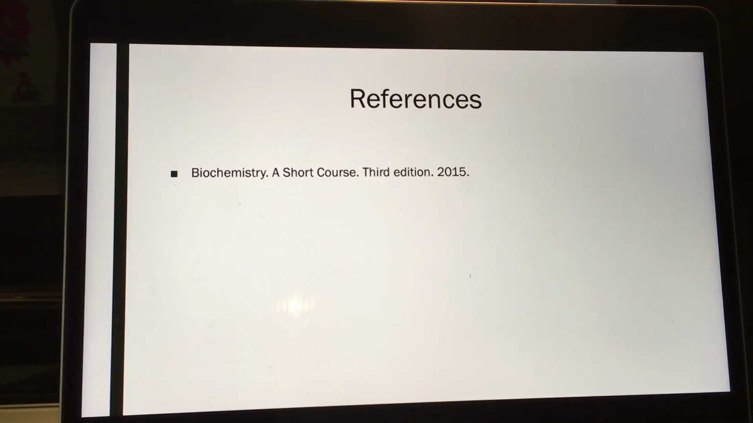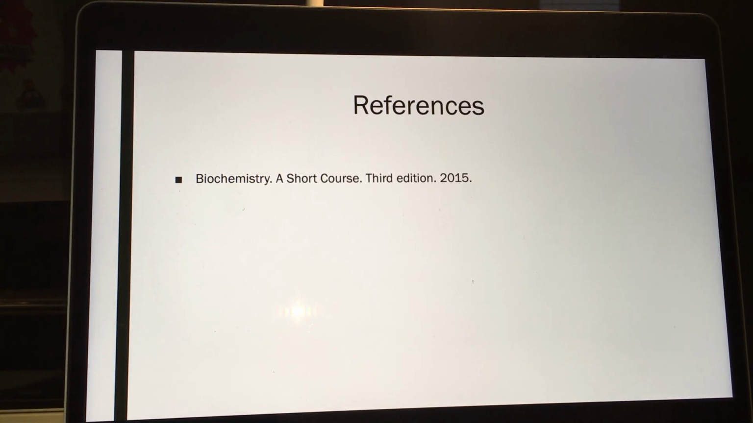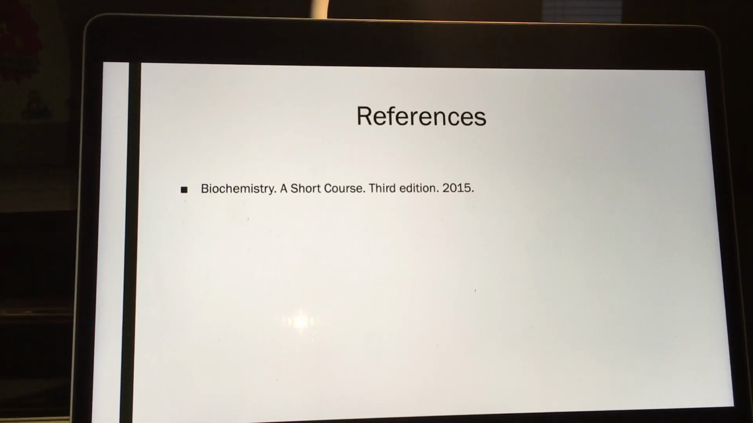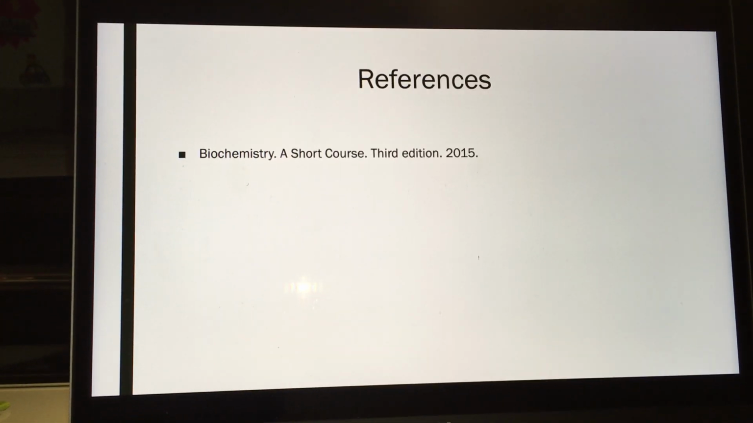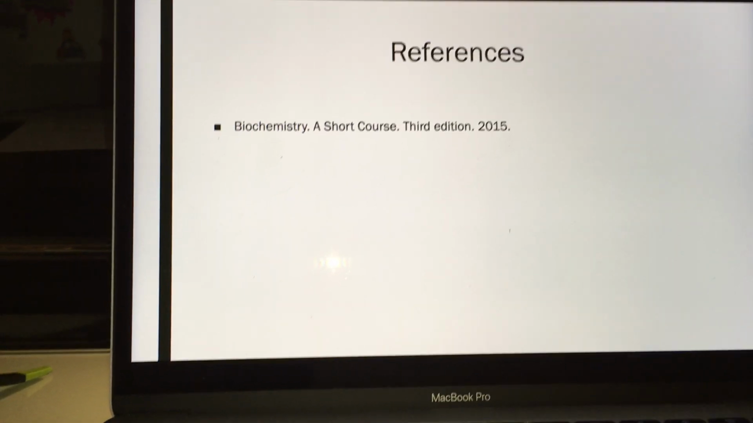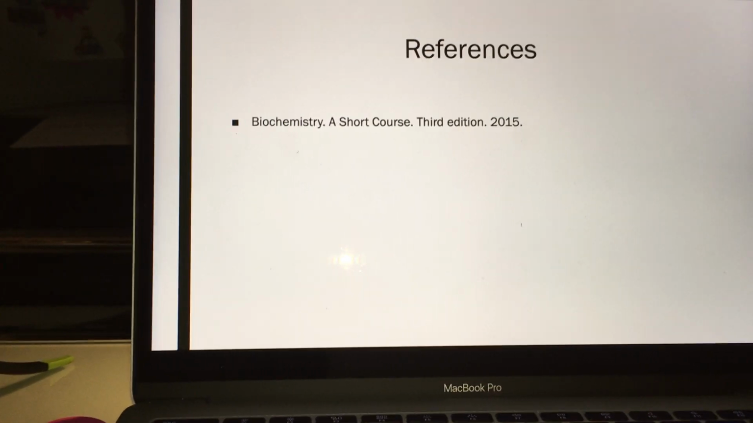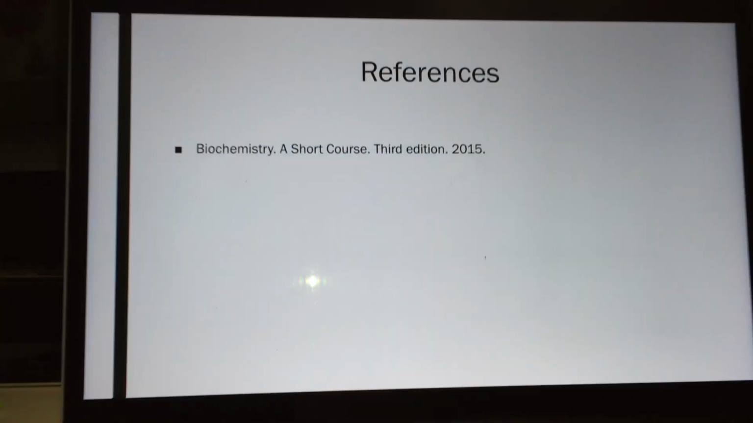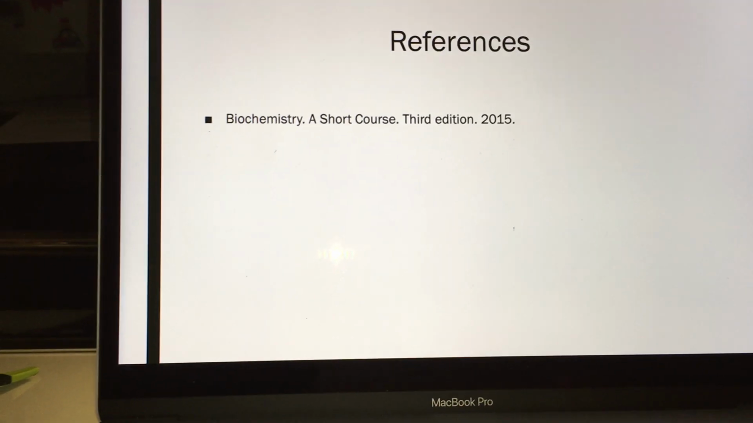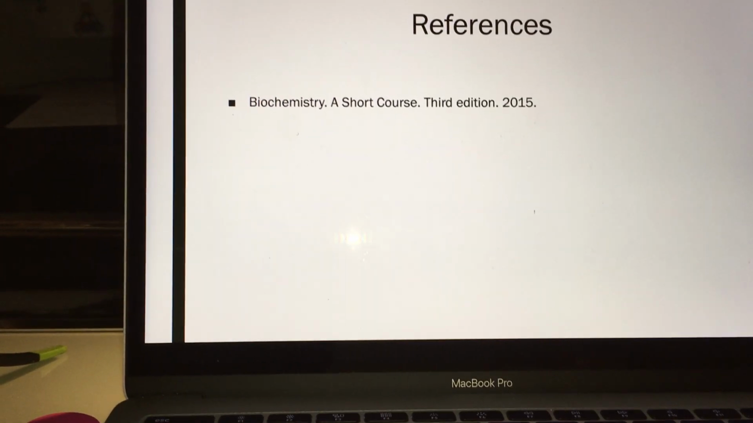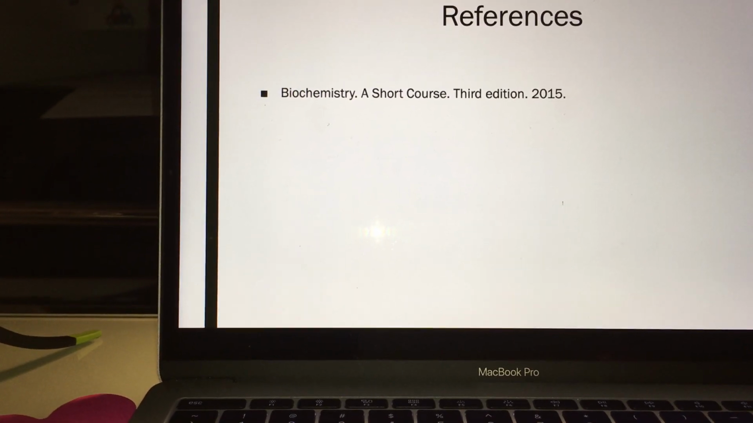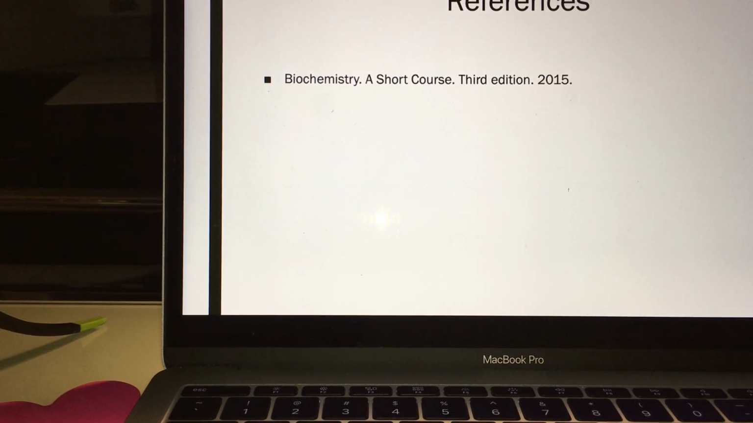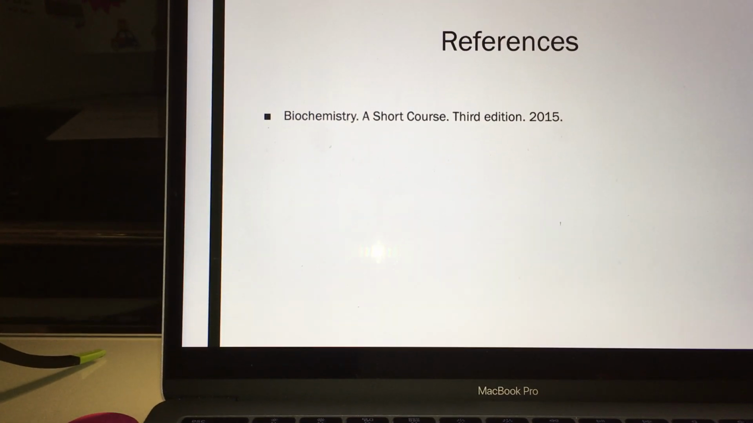Of course, here are my references, and we now understand why I call my presentation hemoglobin a protein of life, because it really not only provides oxygen to our tissues, but also provides a balance in pH as well.